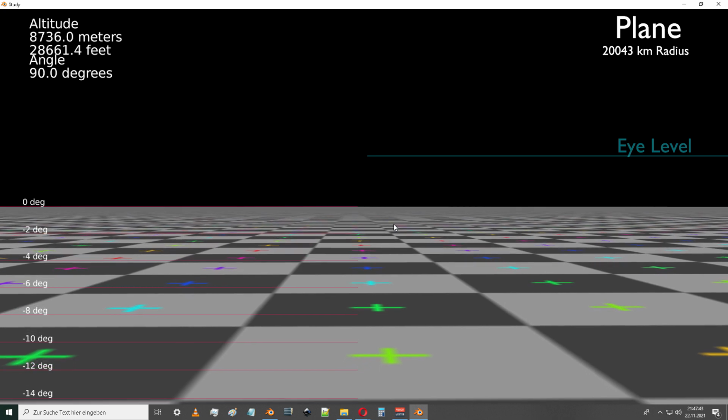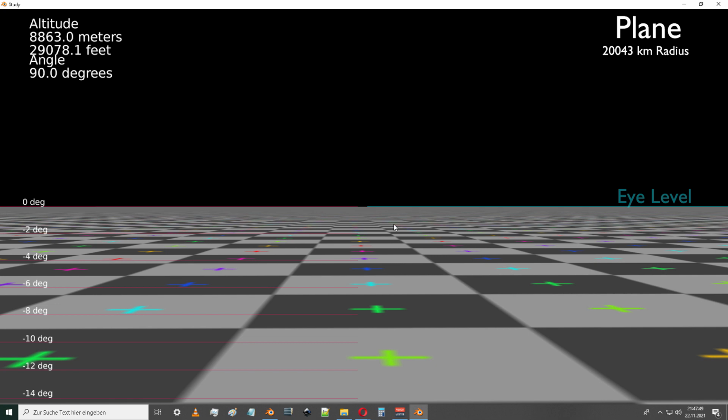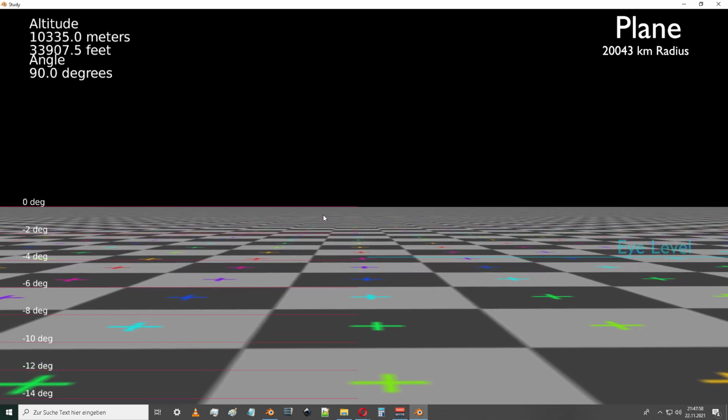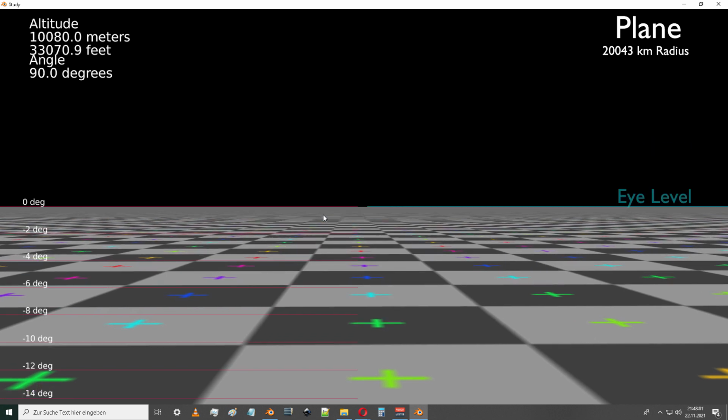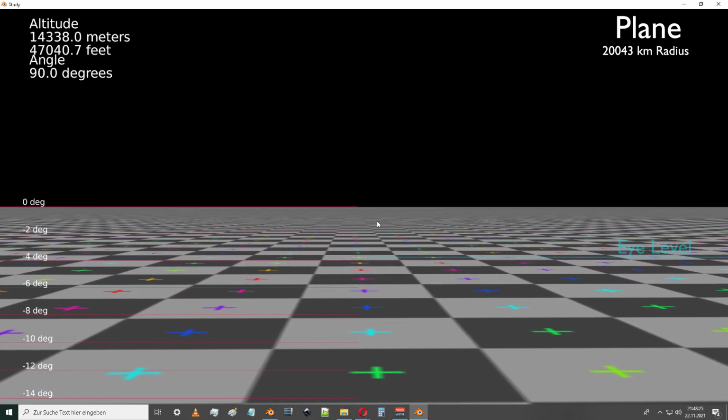8,800 meters. I think that's Mount Everest height. You still have a completely plain horizon. Let's go further. 10,000 meters. Still looks pretty good. You see lots of textures going on. We're very high already, but the eye level nearly stayed the same. It dropped off a little bit, but not really much. We go up and up and up.